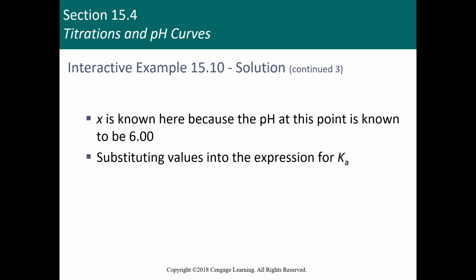So the x here is actually known because the pH at this point is 6. And so what we can do is that x is just going to be 10 to the negative pH, which is the H plus concentration. So x, we know that. It equals 10 to the negative 6, doesn't it? Because of the pH here.